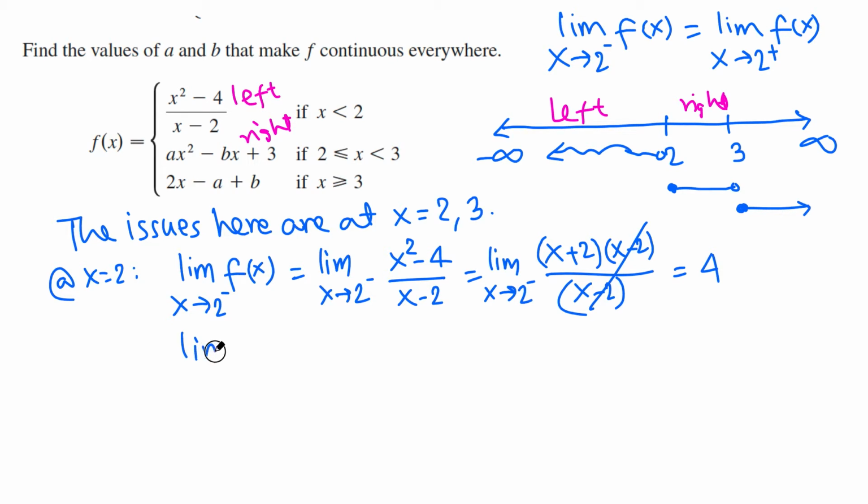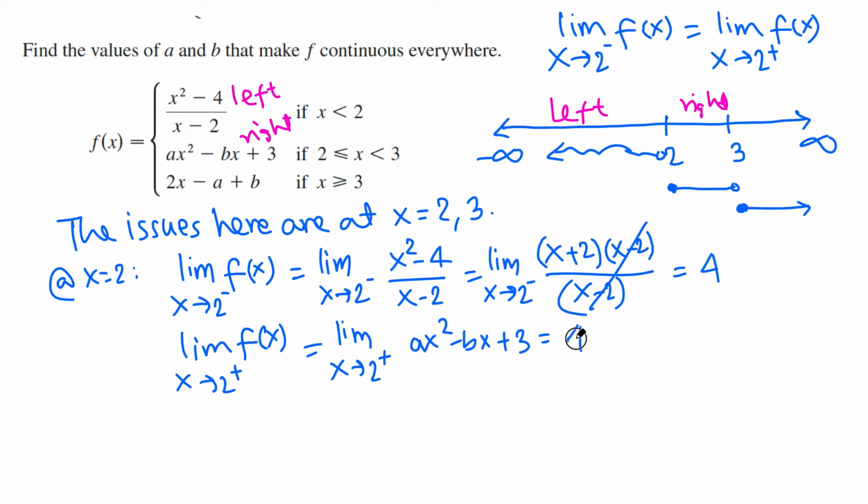Now similarly, we want to find the right hand limit when x approaches 2 from the right side. For the right side, we're going to use this polynomial. So the limit as x goes to 2 from the right of ax squared minus bx plus 3. This is a polynomial, so all we have to do is simply plug in 2 for x. So 2 squared, 4a, minus b times 2, 2b, plus 3. So this is the left hand limit at 2 and this is the right hand limit at 2. For the function to be continuous at 2, the left hand limit should equal the right hand limit.